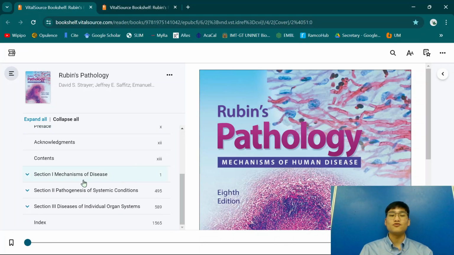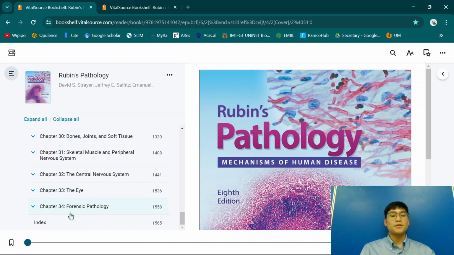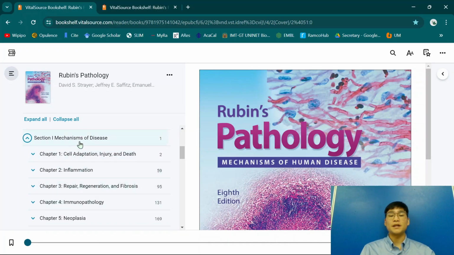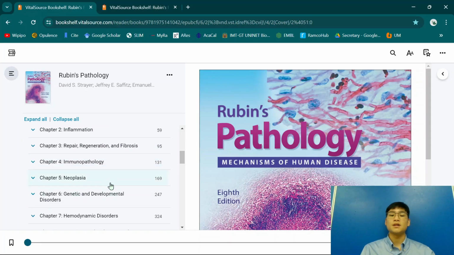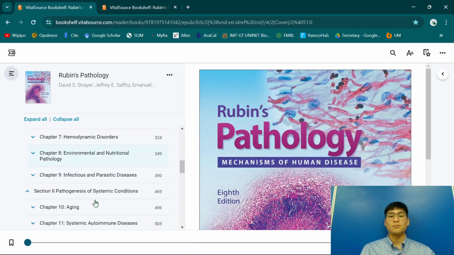So this book has been divided into 3 parts: the mechanism of diseases, pathogenesis of systemic conditions, as well as disease of individual organ systems. So let's have a look at each one. There are 34 chapters in this book, and under the first section of mechanisms of diseases, they'll be discussing the foundational pathology knowledge, such as cell adaptation, injury, death, inflammation, repair, regeneration, fibrosis, as well as cancers and the common etiology behind most pathological conditions. So this is in genetics, developmental, environmental, and nutritional pathology.